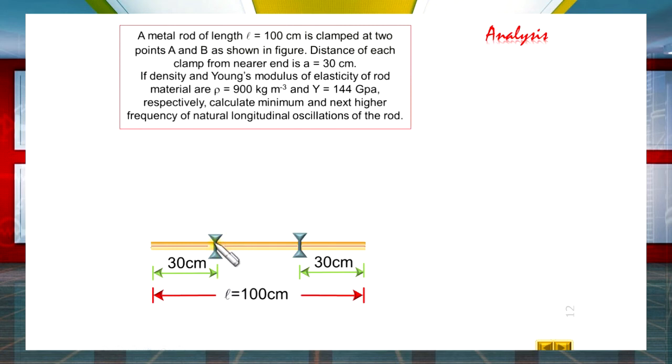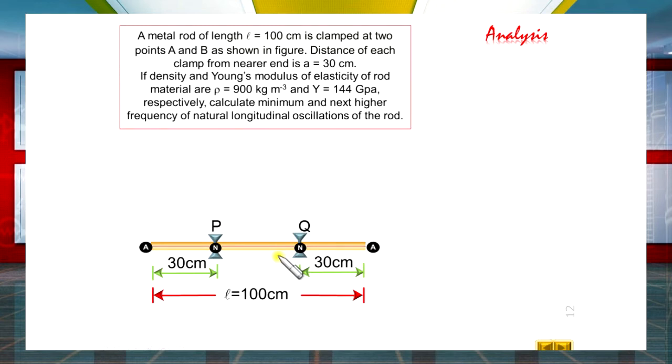If we observe here, this is a free end, this is also a free end, and this is the fixed end, this is also the fixed end. Fixed end is always node, free end is always antinode. So this is antinode, node, and antinode and antinode, right? And if we observe here, PQ section of the rod, here is node and here is also node. We can say this section, that is PQ section of the rod, is the similar end condition case.